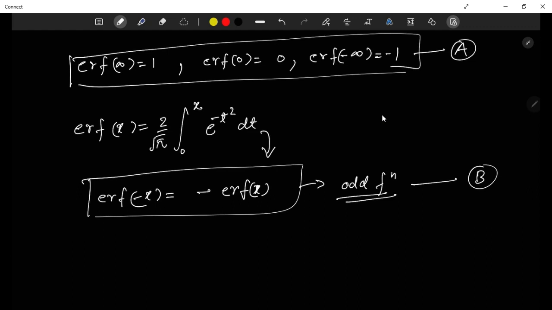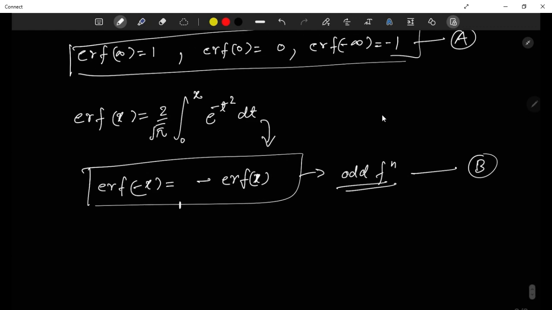Okay. So you can verify this at x equals to plus infinity and x equals to minus infinity. Plus infinity gives plus 1, minus infinity gives minus 1, correct? Now let us look at the derivative of the error function.